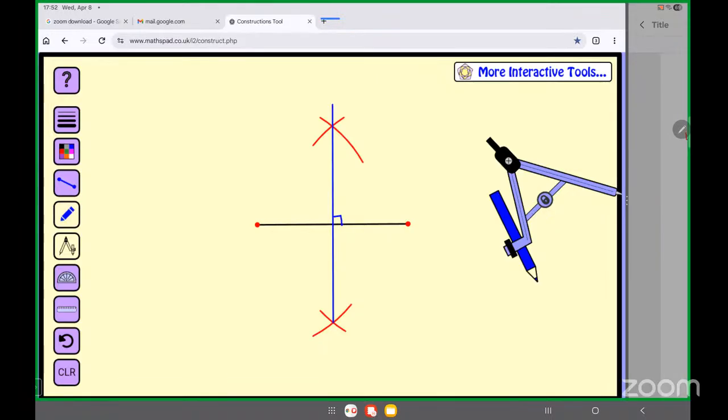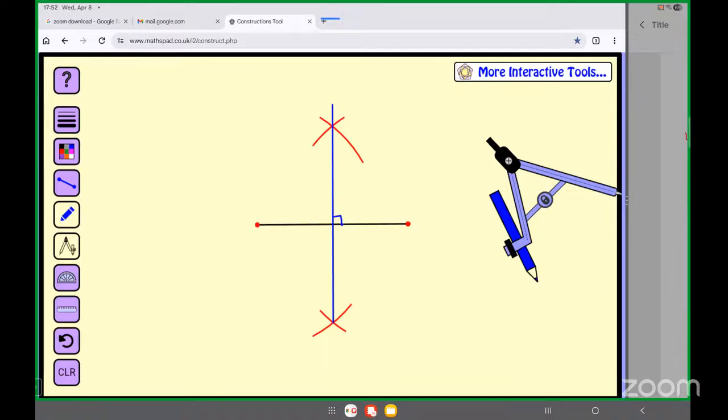Remember, the first step is to open the compass to more than half the length of the line, and then lock it. From one end, you make arcs above and below. But without changing the angle of the compass, go to the other end and you cross those two arcs above and below. A straight line through those intersecting arcs will cut that line into two equal halves and bisect it. Simple as that.